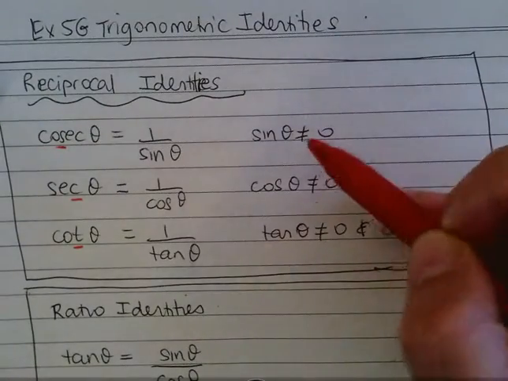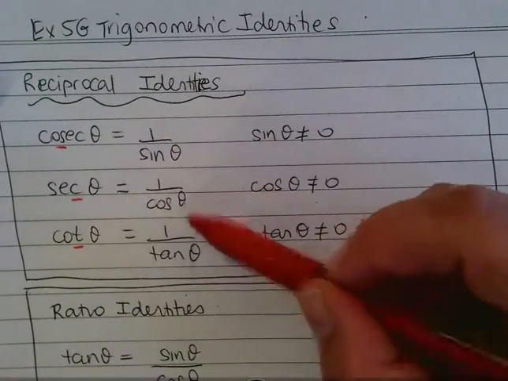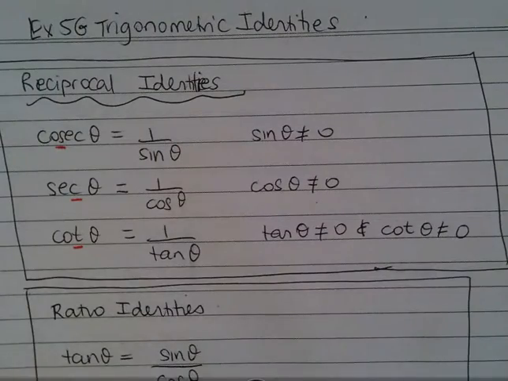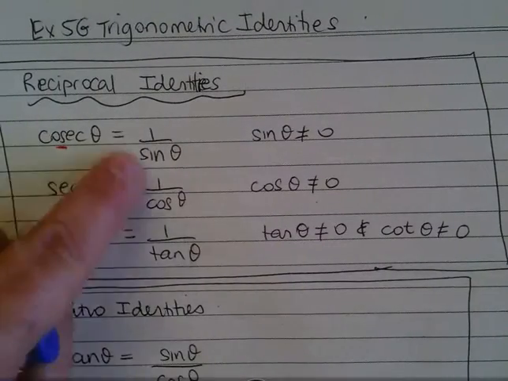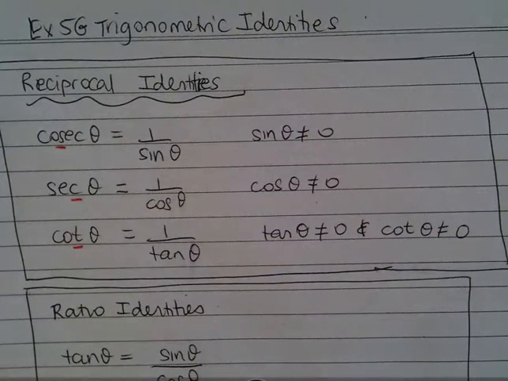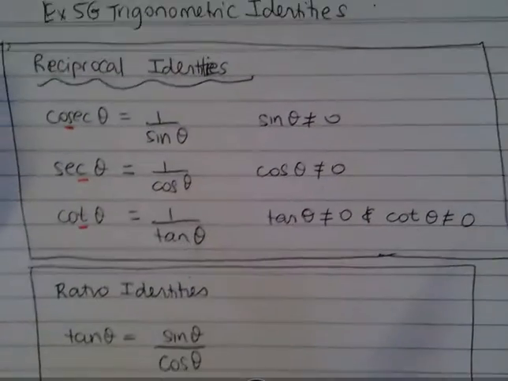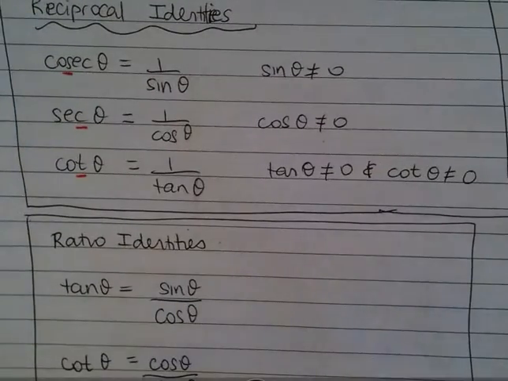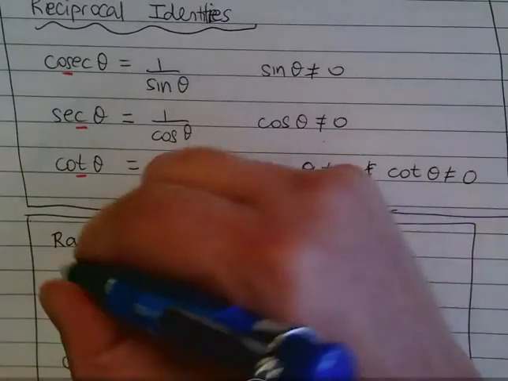Again here, that's provided that sine theta doesn't equal 0, cos theta doesn't equal 0, or tan theta doesn't equal 0, because you can't divide through by 0, and also cot theta doesn't equal 0 because that's undefined as well. All right? Now, these are new, the two ratio identities.